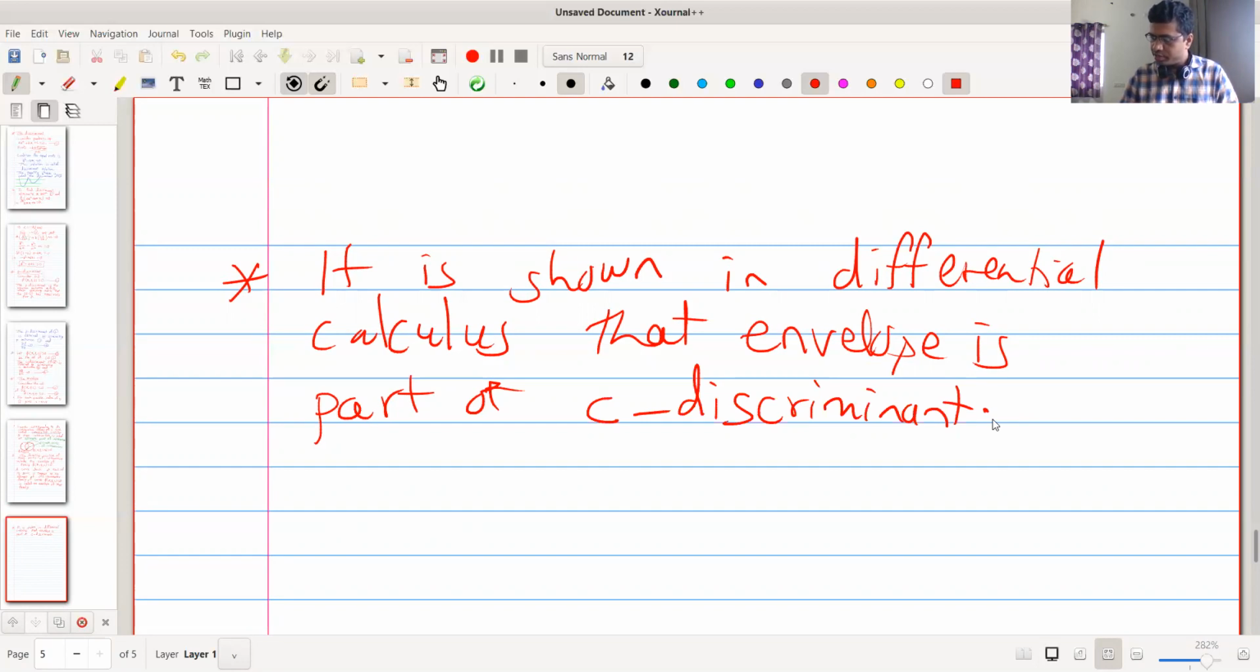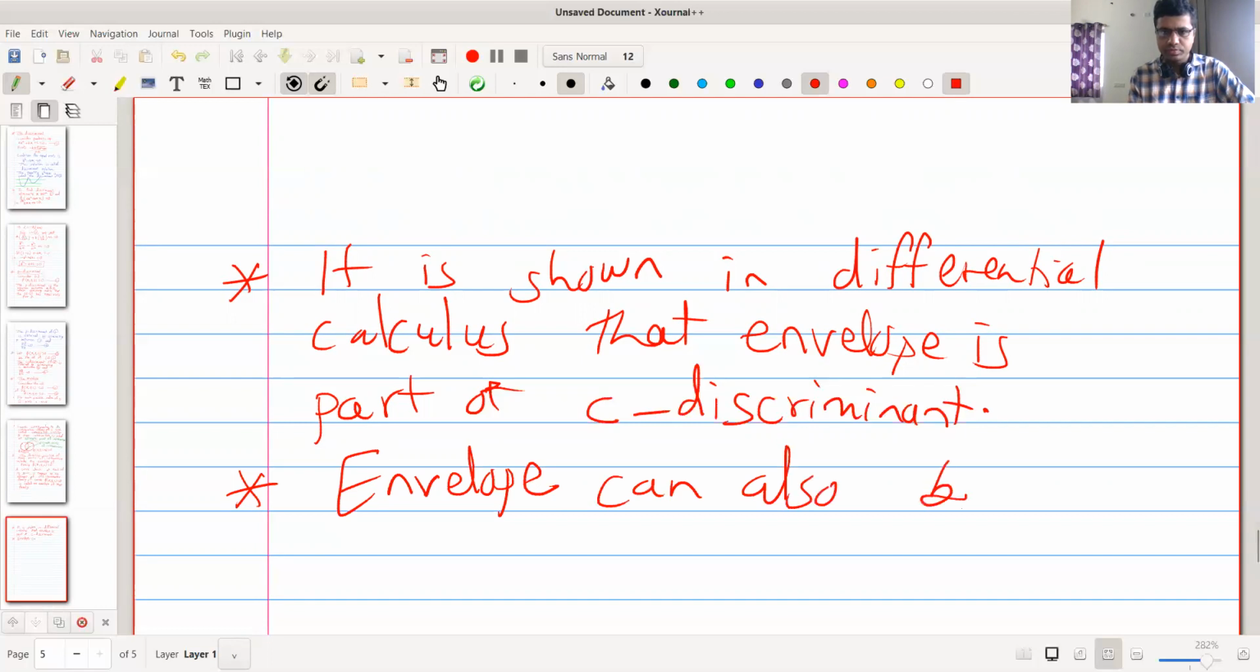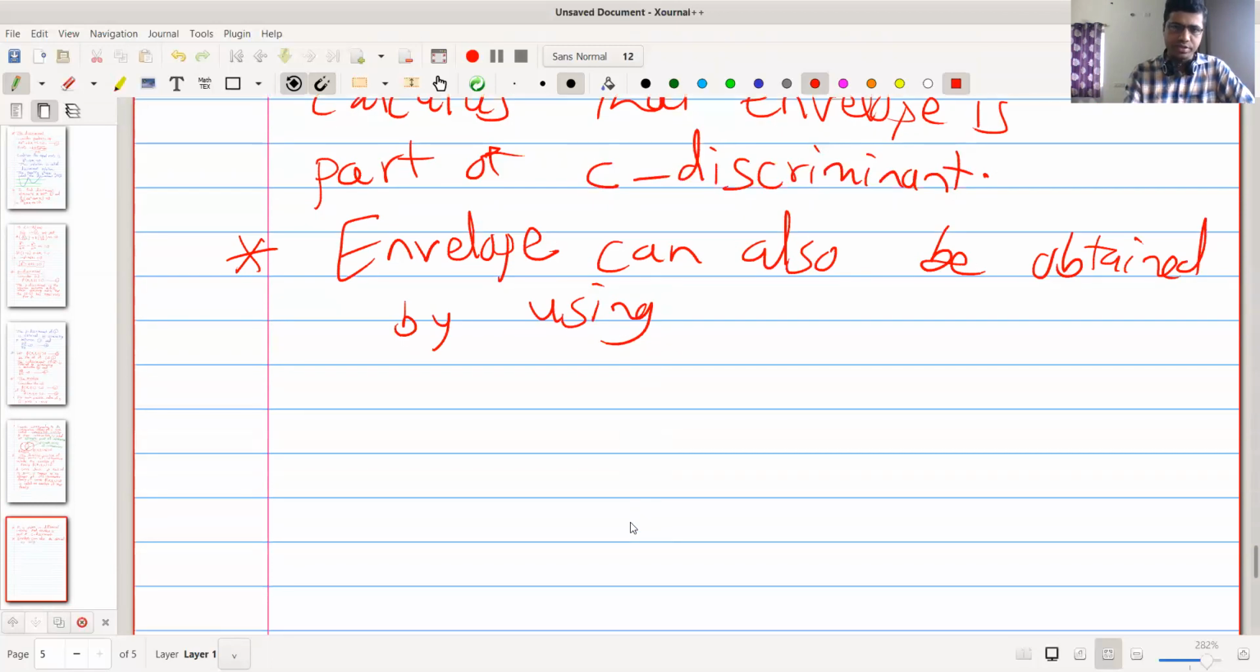Now another way is the p discriminant. So the envelope can also be obtained by using the p discriminant solution. We are not going to see the proofs of these things.